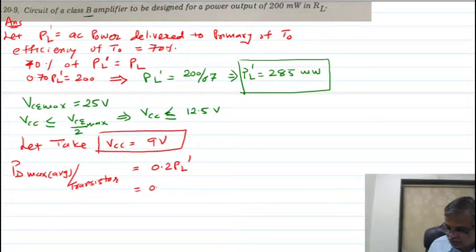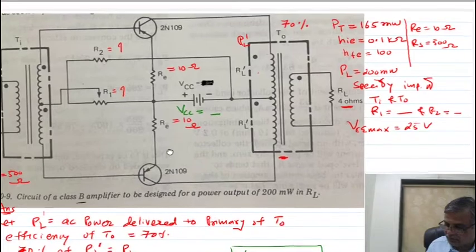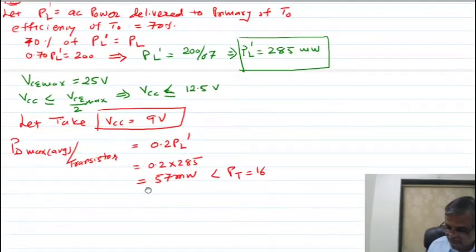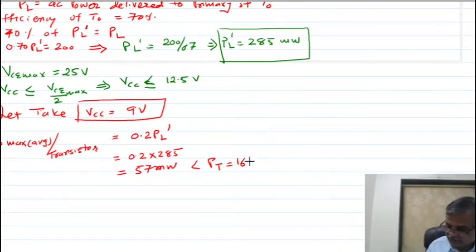So 0.2 multiplied by 285 is nearly 57 milliwatt. This is less than your PT. Your PT is 165 milliwatt, as I have written, so this is less than 165 milliwatt. It means the transistor operates in a safe region.